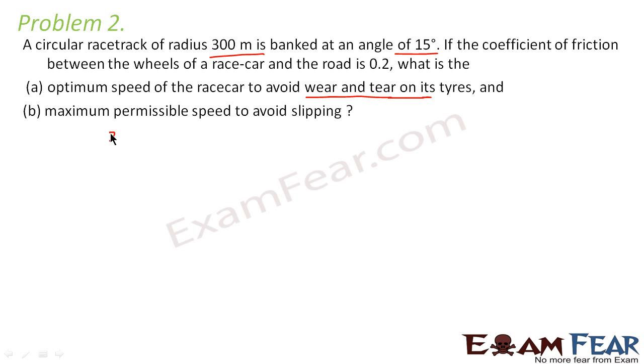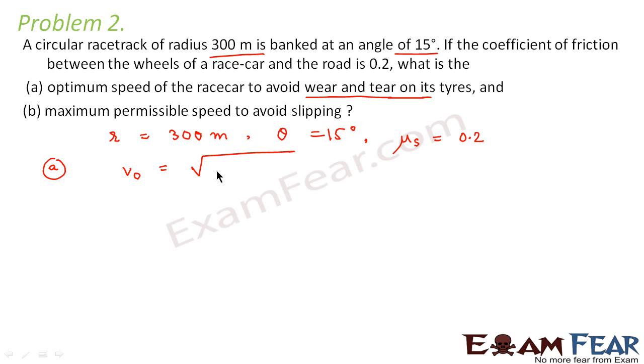Let us see what all values are given. Radius is given as 300 meter. The angle theta is given as 15 degree. And the value of coefficient of friction is given as 0.2. Now, we have already derived a formula for the maximum velocity or the optimum speed of the car to avoid wear and tear. That means the value of speed after which wear and tear will start. So, that speed is V0, which is V maximum.